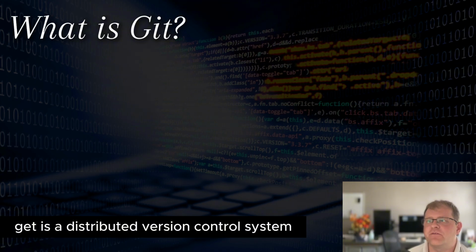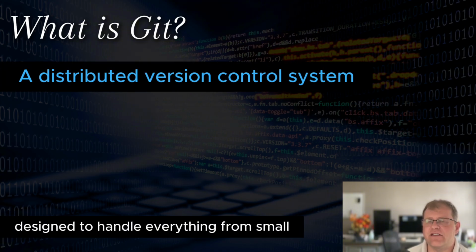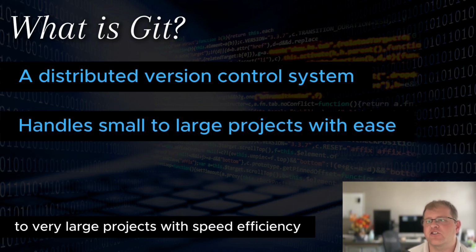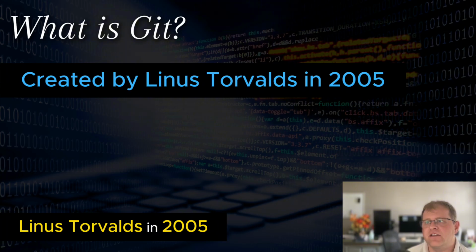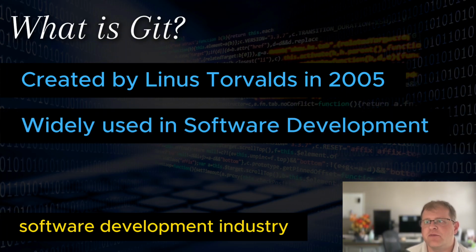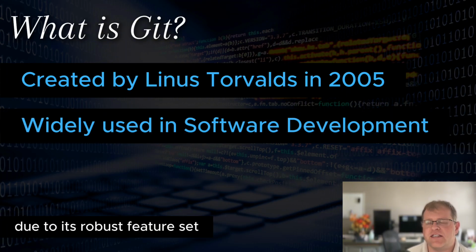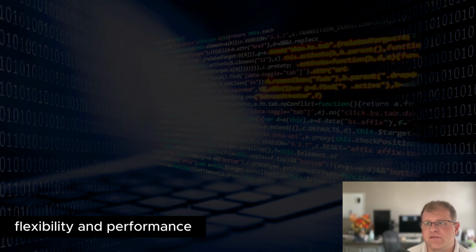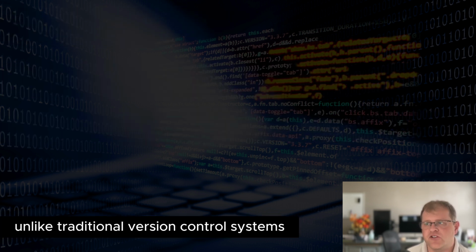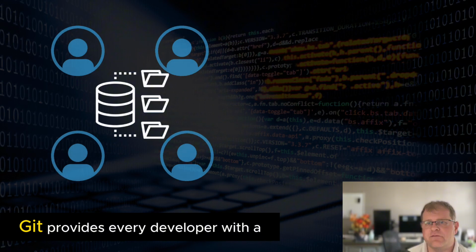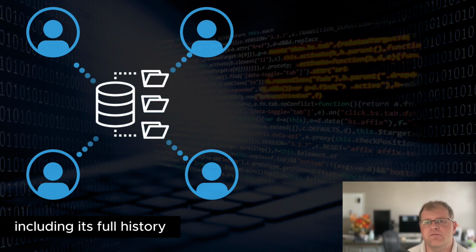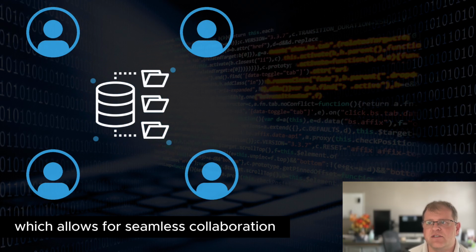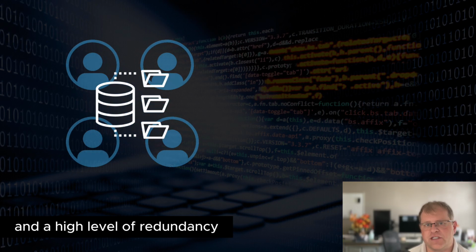Git is a distributed version control system designed to handle everything from small to very large projects with speed and efficiency. Git was created by Linus Torvalds in 2005 and is widely used in the software development industry due to its robust feature set, flexibility, and performance. Unlike traditional version control systems, Git provides every developer with a complete copy of the entire repository, including its full history, which allows for seamless collaboration and a high level of redundancy.